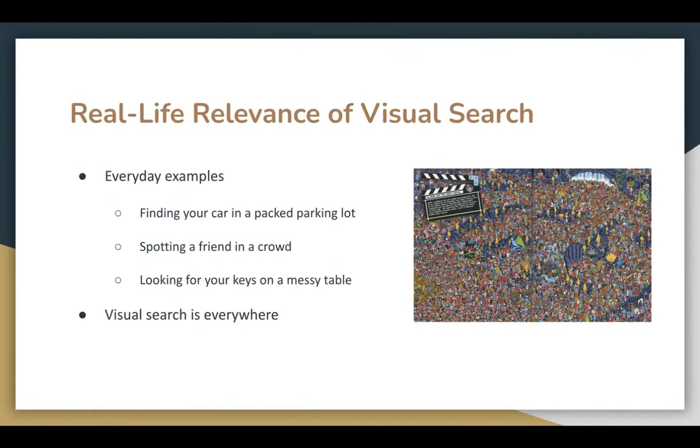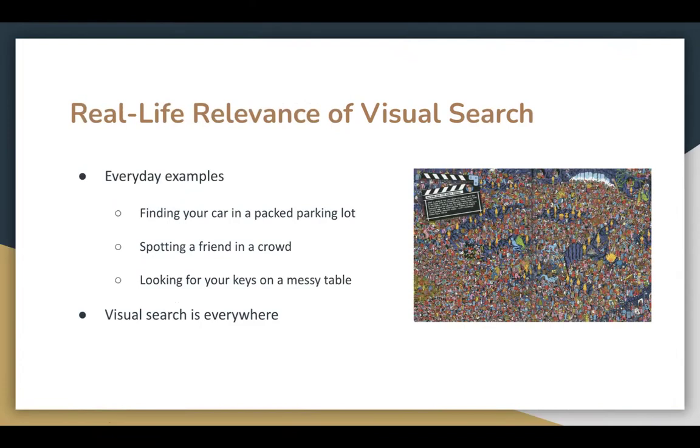Before we take a look at the theories, it is important to see how visual search is present in our everyday lives. For example, think about trying to find your car in a packed parking lot. Every car looks similar, and we are constantly trying to distinguish certain features of the car. This is a perfect example of visual search.